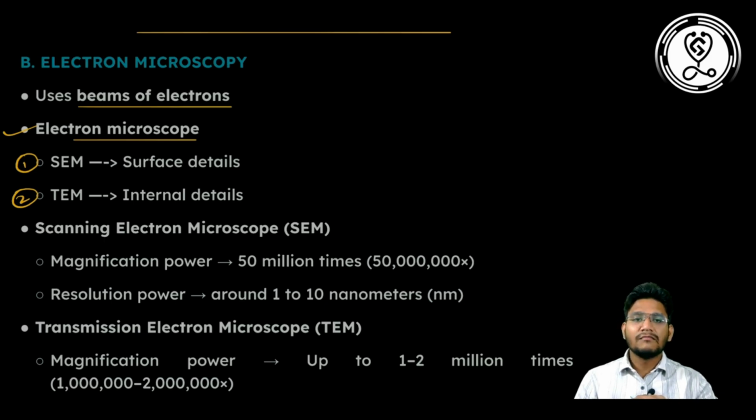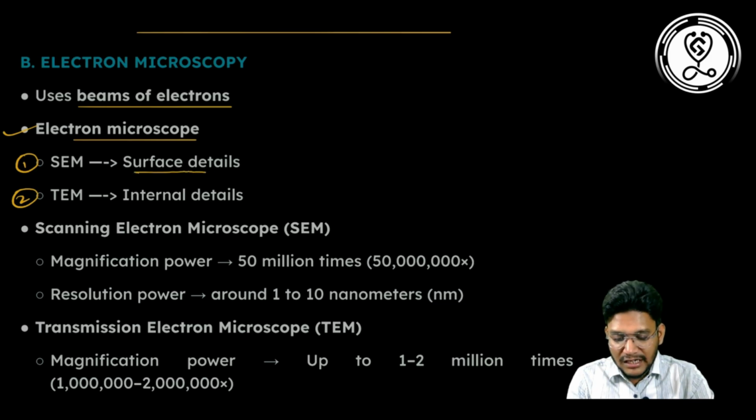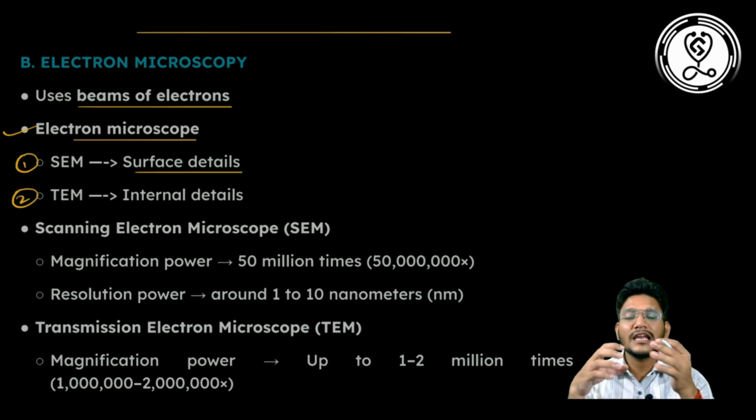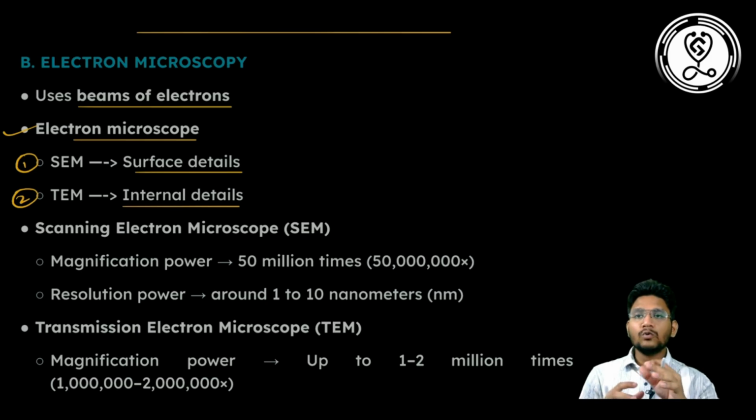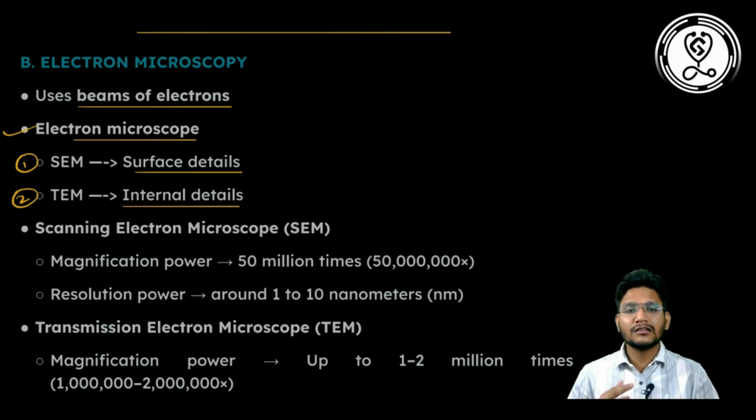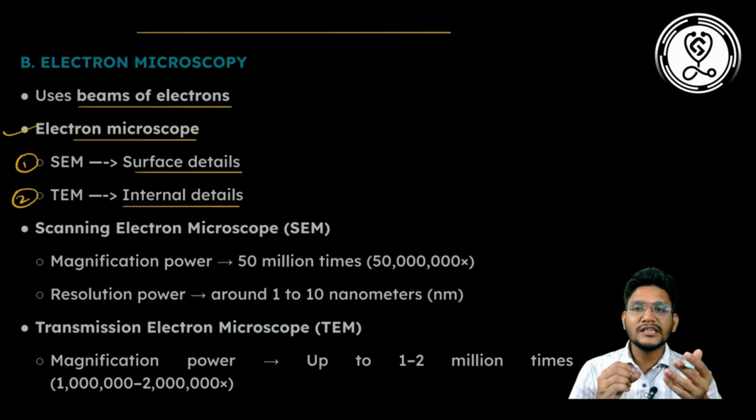So this scanning electron microscope will scan the surface details of the object, and it will provide only surface details. Okay. While the transmission electron microscope will transmit the electrons inside the objects, and it will provide internal details. So this is the basic difference between the two electron microscopes, that is a scanning electron microscope and transmission electron microscope. Okay. SEM will provide only surface detail, while TEM will provide internal details.